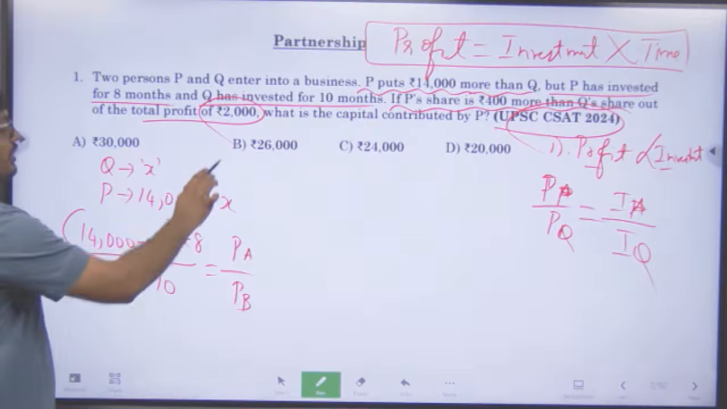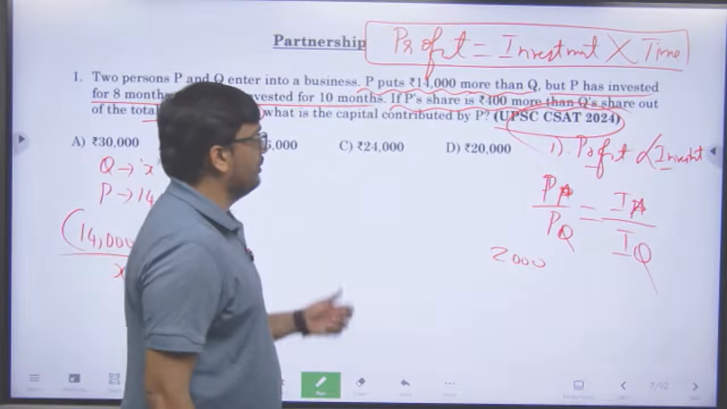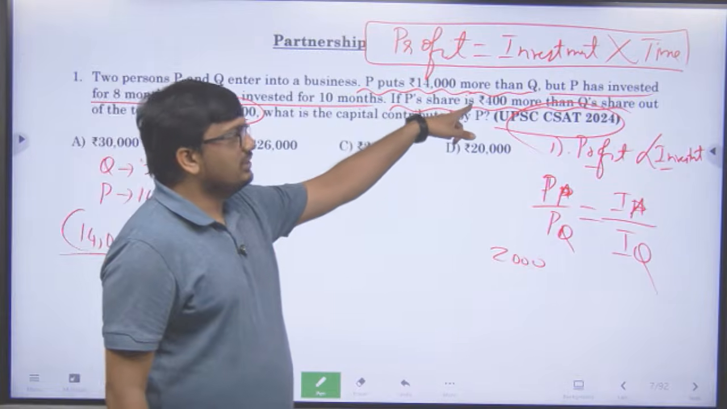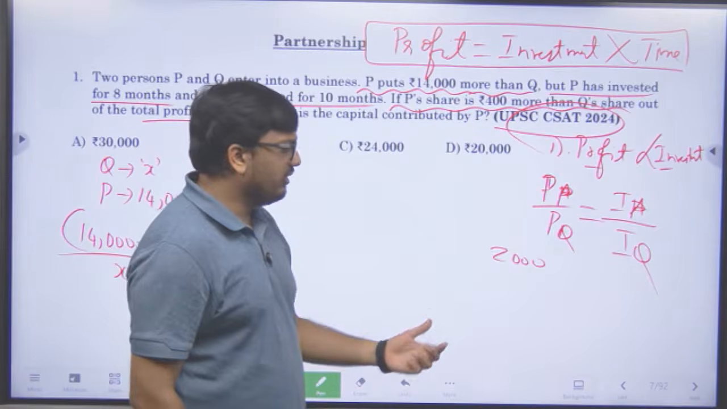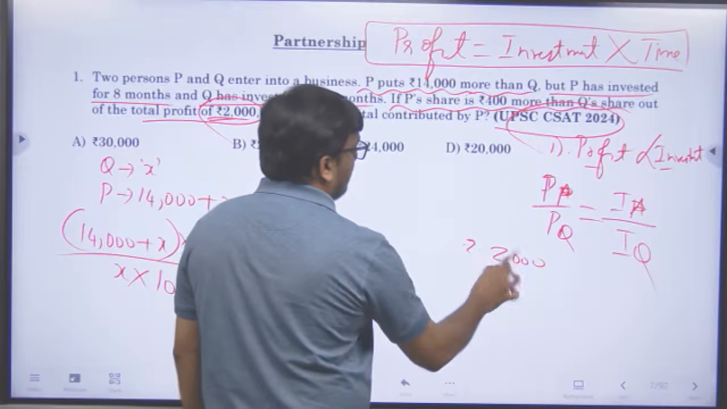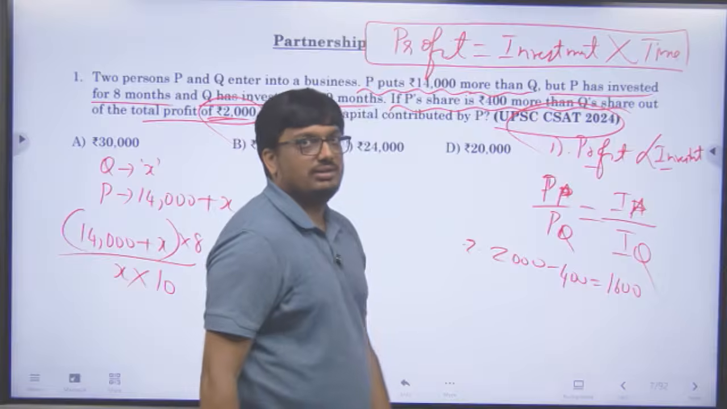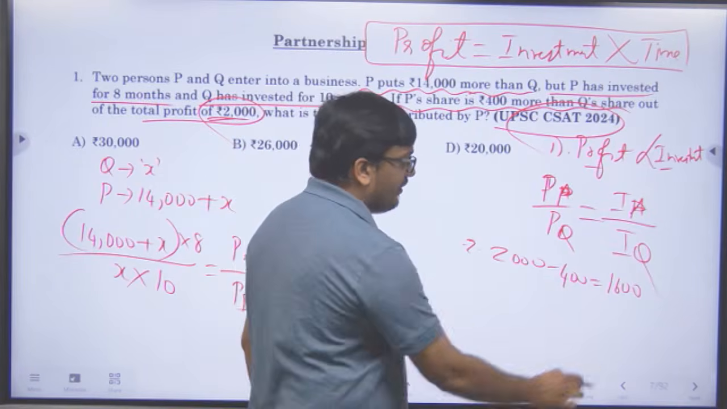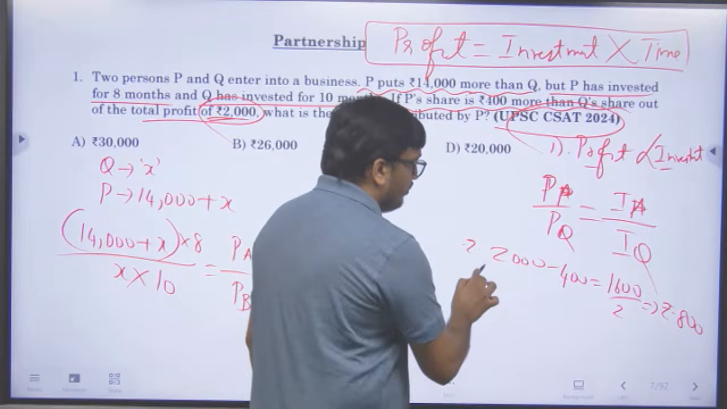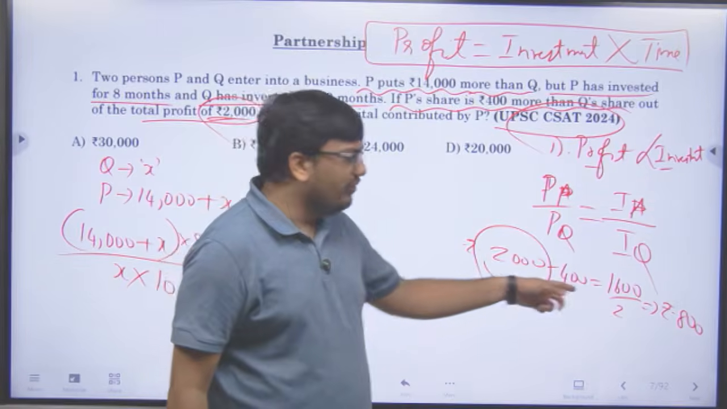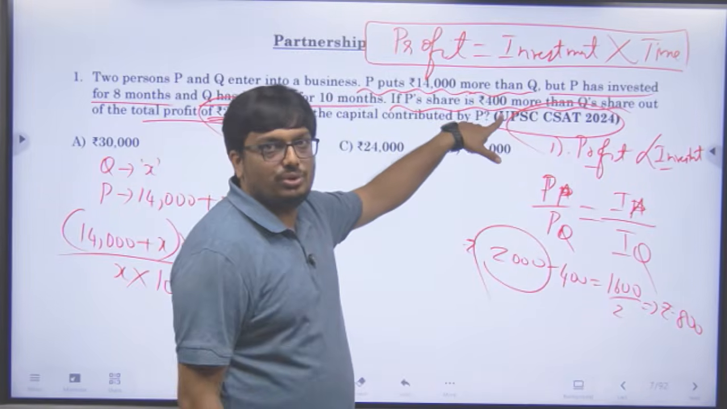Carefully listen. Total profit is 2,000 rupees. P's profit is 400 rupees more than Q. How to find? Easily, subtract 400 from 2,000, you will get 1,600. P and Q, 2 persons are there, divide by 2. 1,600 by 2 means that is 800 rupees. Total profit is 2,000. One will get 800, carefully listen, P's profit is 400 rupees more than Q.